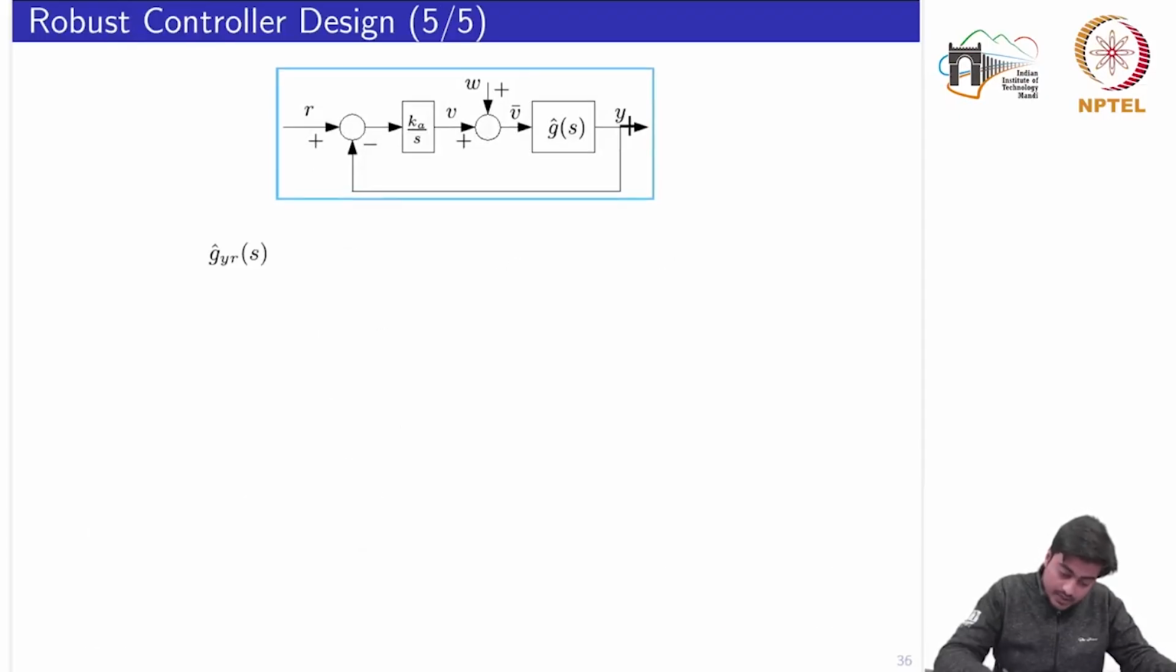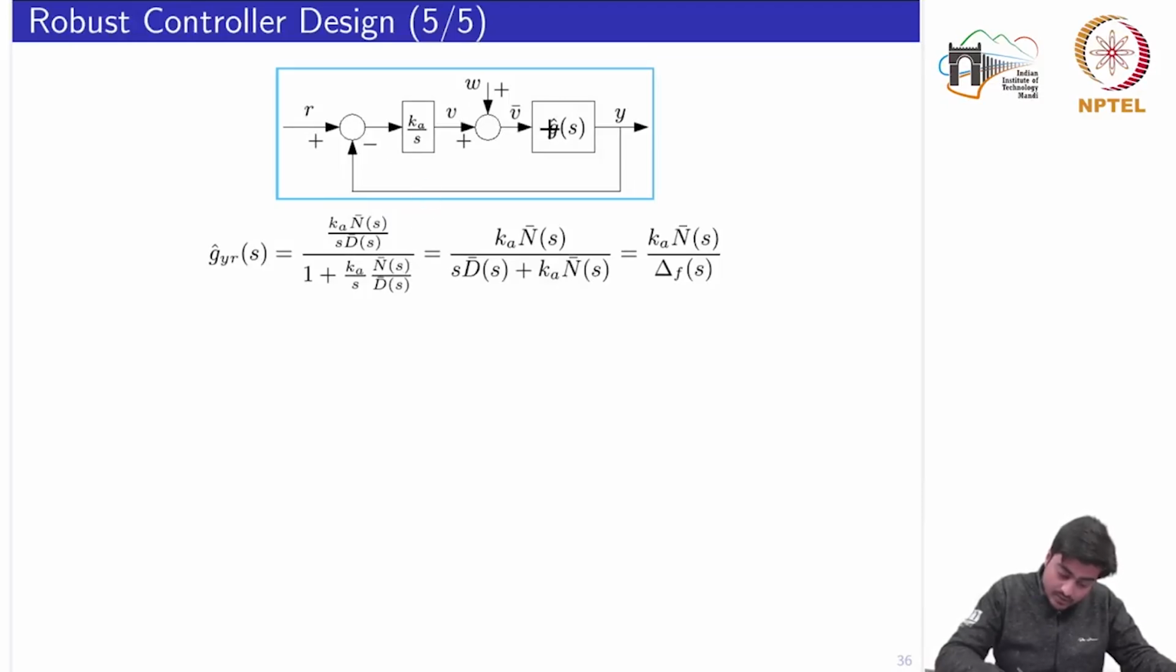Okay, now see the tracking part. Let's see again the transfer function from r to y, denoted by G hat yr. Now this transfer function would be denoted by k by s, the forward part transfer function, divided by the denominator part represented by 1 plus k by s n bar by d bar. Again simplifying this, we get k times n bar divided by the characteristic polynomial of the closed loop system.